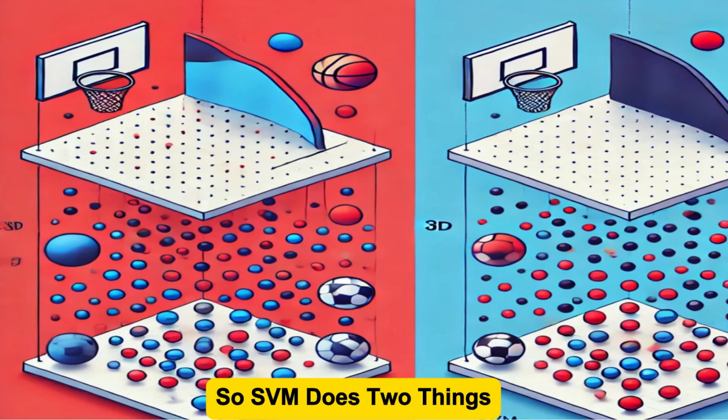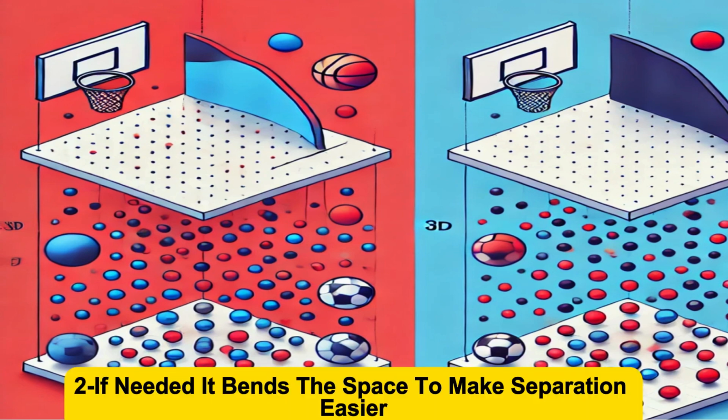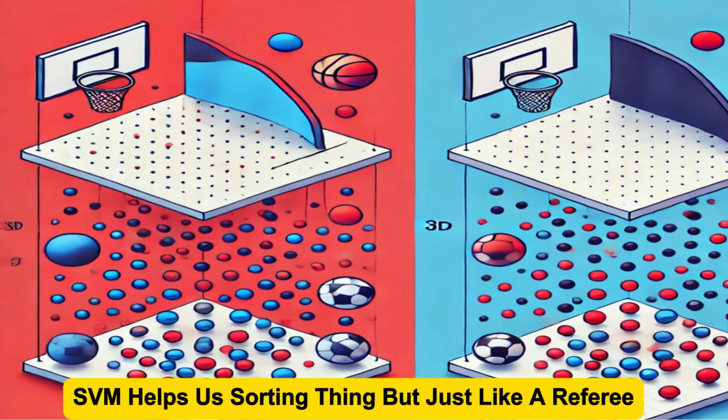So SVM does two things. It draws the best line to separate the groups. If needed, it bends the space to make separation easier. And that's it. SVM helps us sort things, just like a referee.